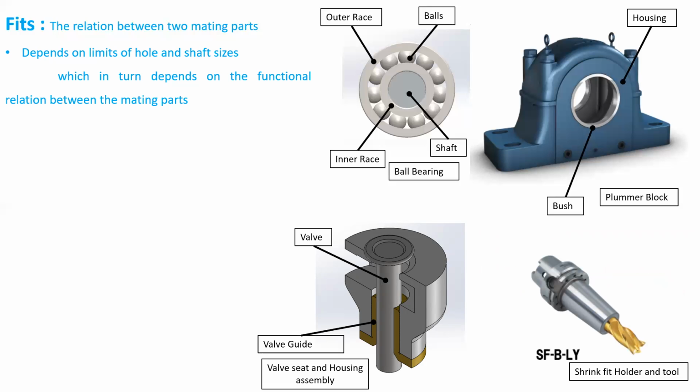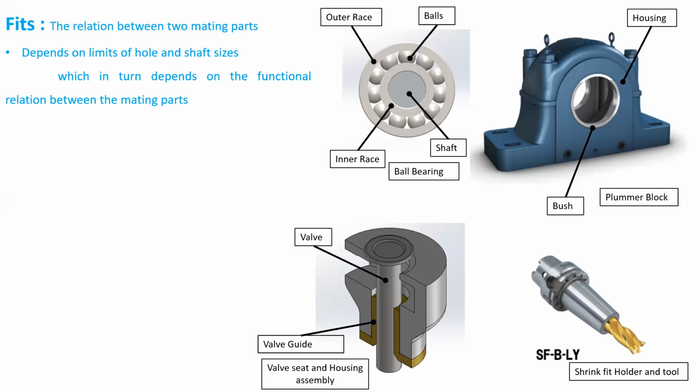There is one more example, a shrink fit holder and a tool. Shrink fit holders are generally used in CNC modular tooling. So here we can see the shrink fit holder with a drill bit. Now this is an example of shrink fit. Shrink fit means that the drill bit is bigger in size than the hole of the shrink fit holder. To accommodate it, the shrink fit holder is first heated, and when it is heated, there will be thermal expansion and it will expand. And the drill will then be inserted into it, then it will cool down and return to its original size, and it will result in an interference fit.